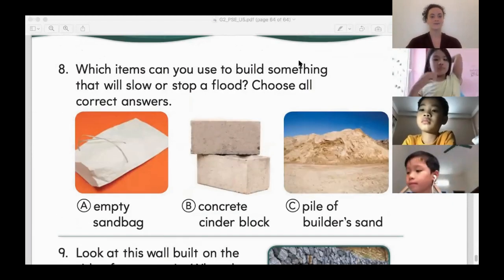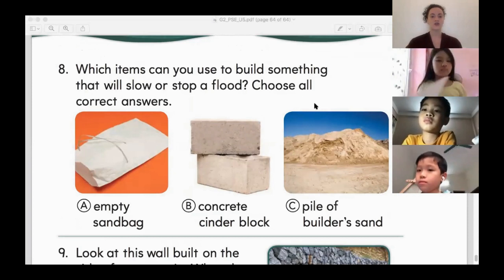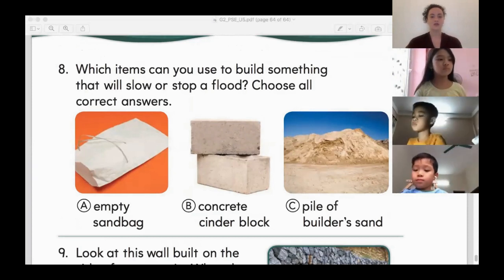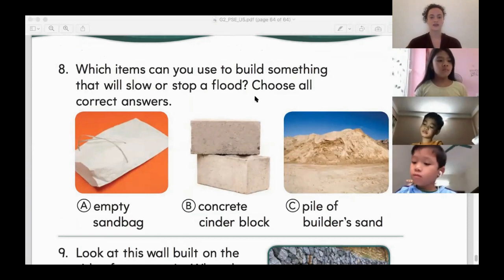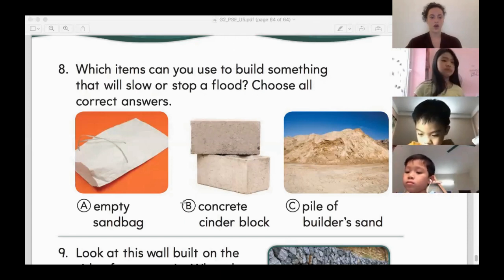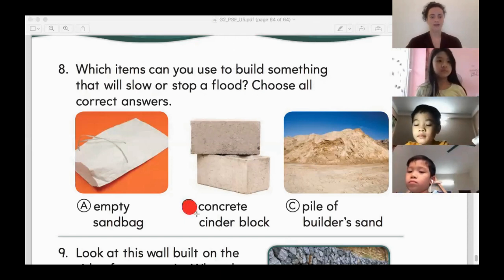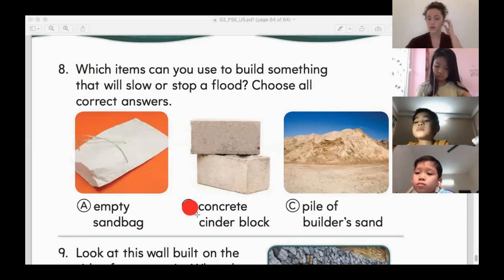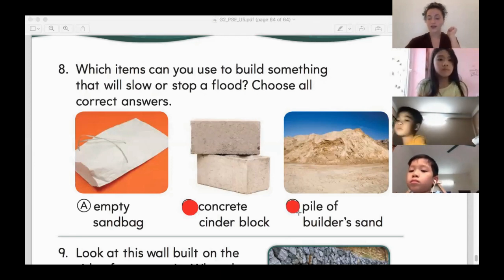Number 8. Which items can you use to build something that will slow or stop a flood? Choose all the correct answers. Jack, what did you put? Concrete cinder blocks. B. Concrete cinder blocks, yes. Builder sand. Yep, pile of builder sand, very good. Anything else?